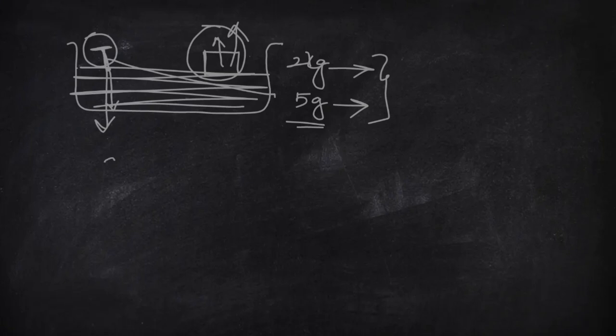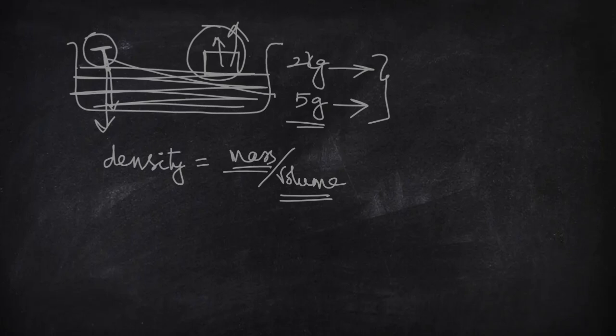And that quantity is density, which is nothing but mass per volume. In other words, we can say it is the mass present in unit volume. As for units, mass is measured in kg in the SI system and volume is in meter cube or cubic meter, and in the CGS system it is gram per centimeter cube.